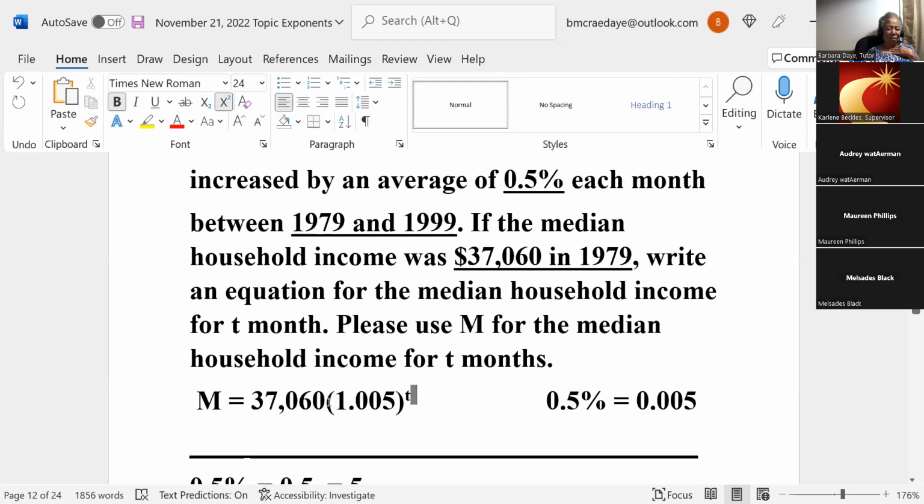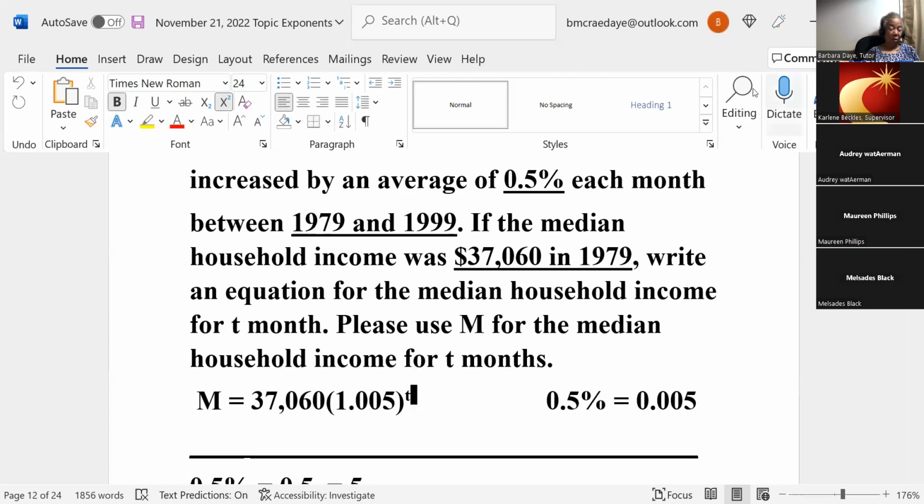But remember, you always add 1 to whatever that percent as a decimal is equal to, Audrey. So 0.5% is decimal 0.005. You add that 1 to that and you get the 1.005. That's the factor you'll multiply the median by. That's what I didn't do. I just multiplied it by the 0.5 and then raised it to the 20th power, and then I erased it. Well, this is similar to the one we just did.